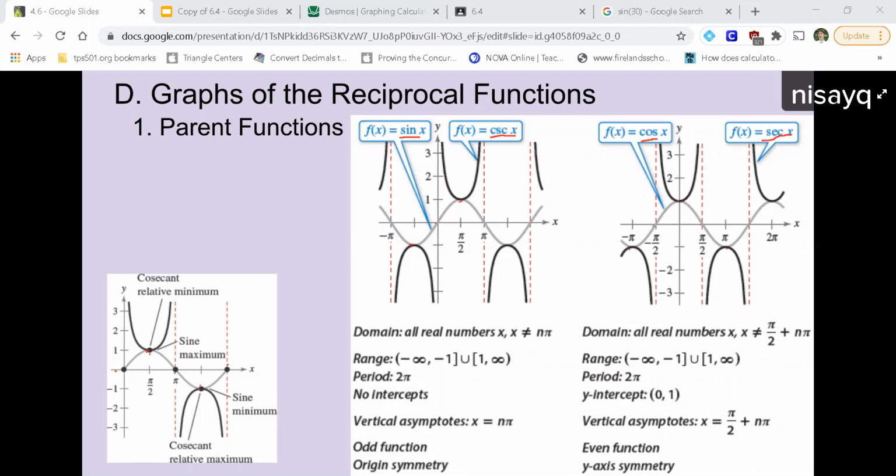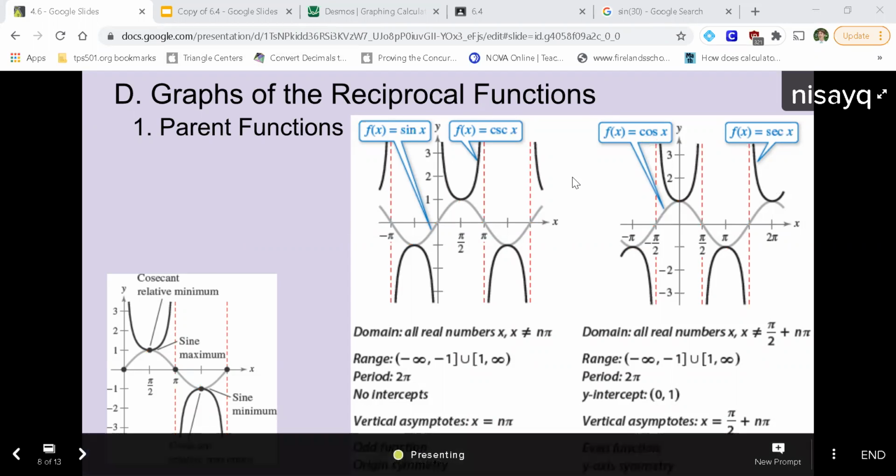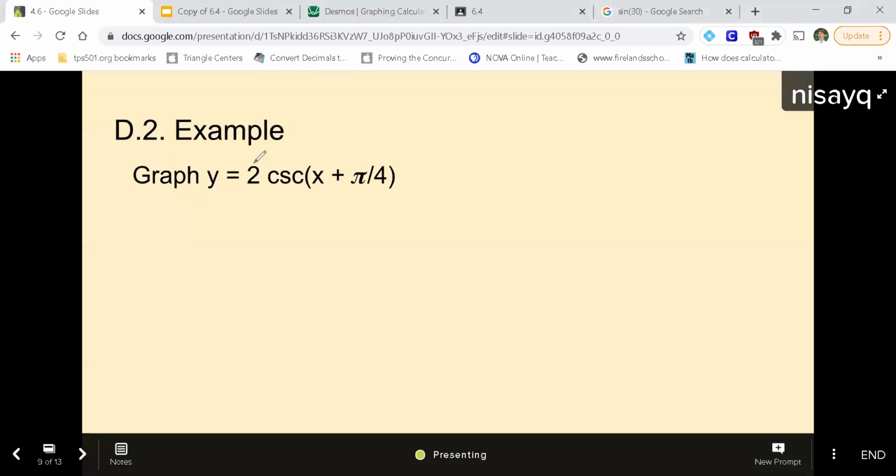All right, so are there any questions about this? Let us look at an example. All right, last thing then, example.